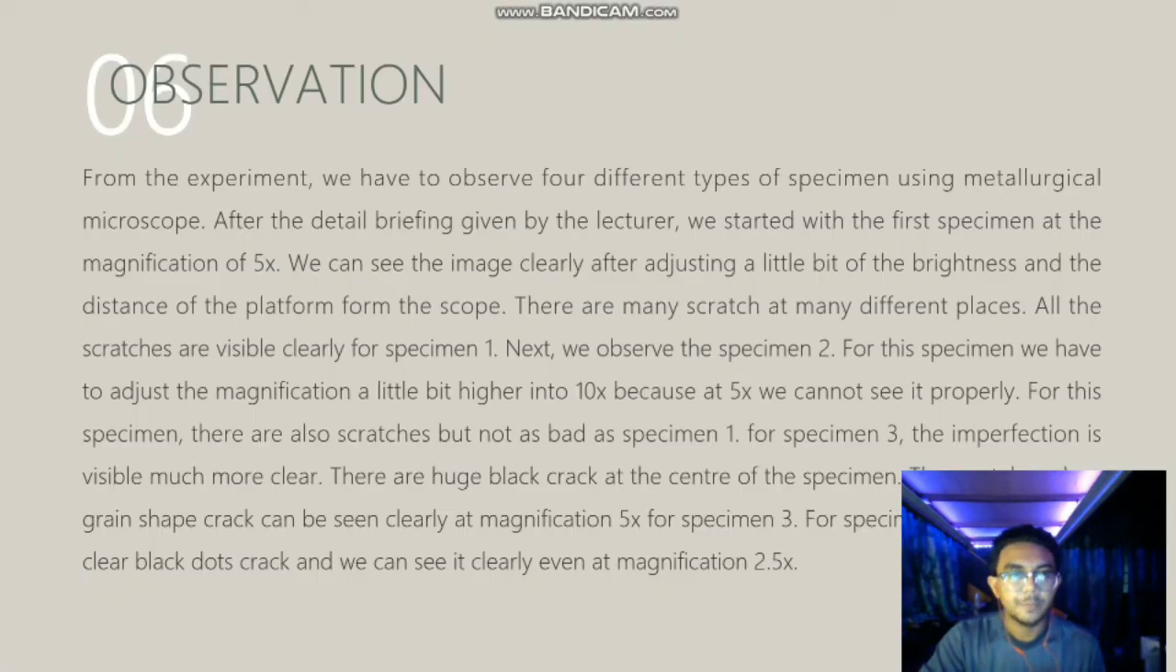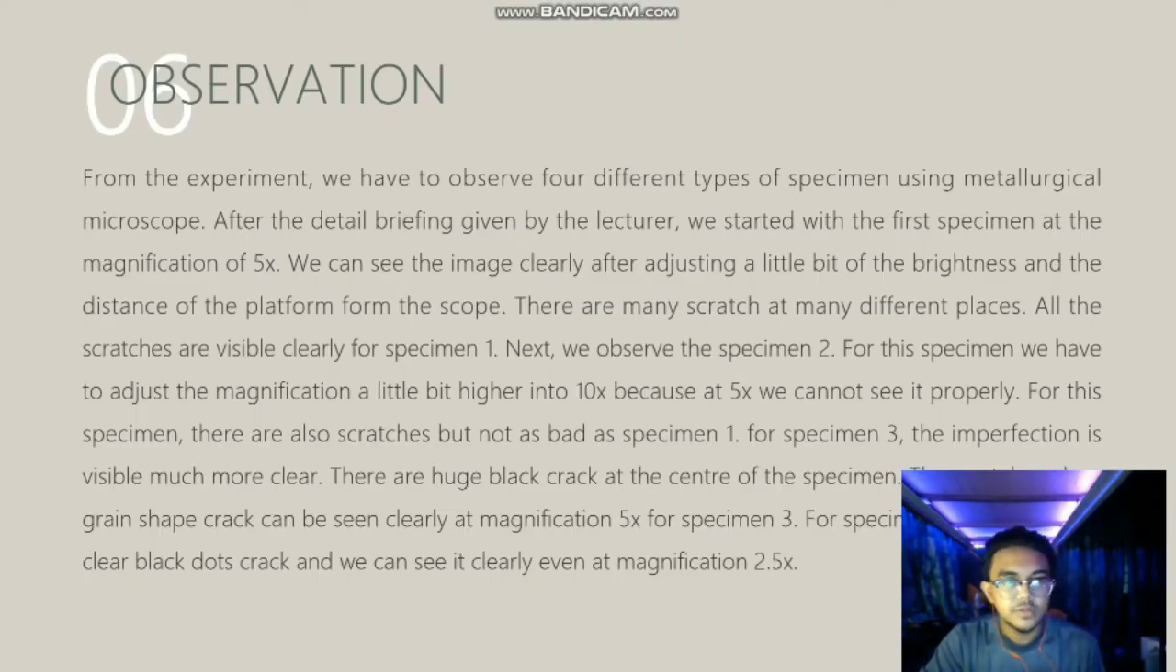Okay, this is the result that we gain from our experiment. The 4 images represent every single sample that we underwent the experiment with. Sample 1 is from specimen 1, sample 2 is from specimen 2, sample 3 is from specimen 3, and sample 4 is the image of the fourth specimen.